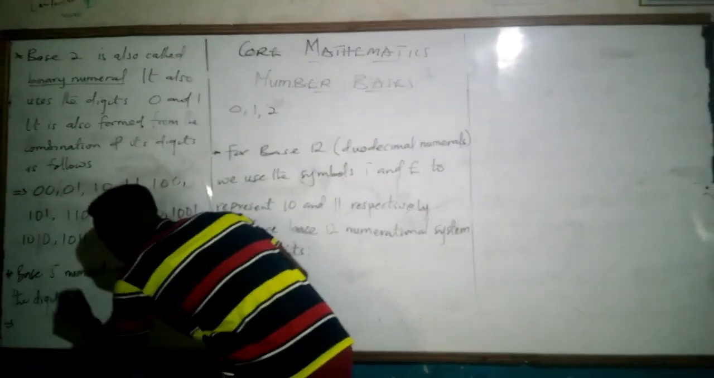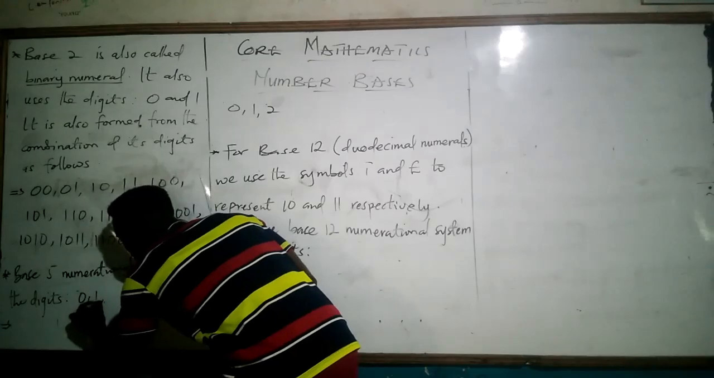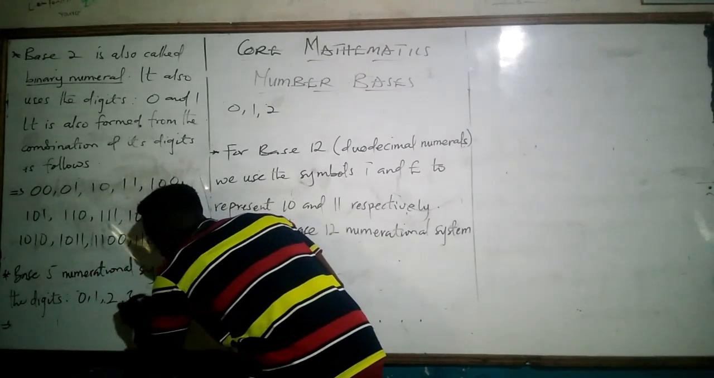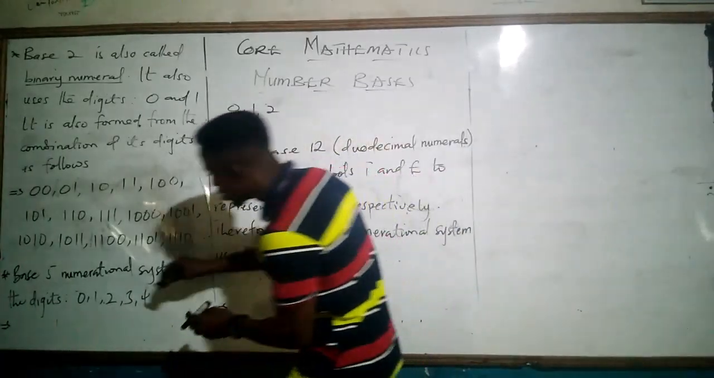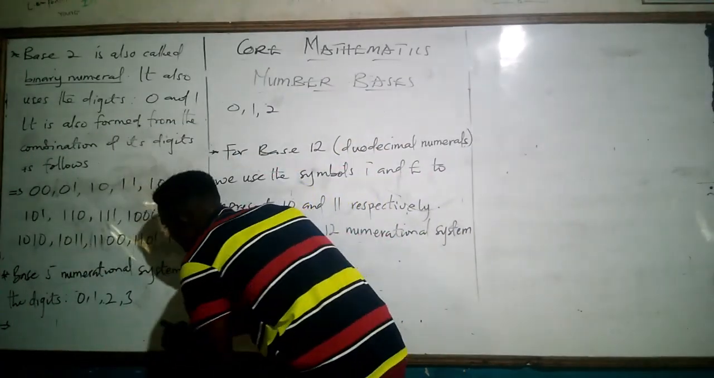Okay. So now I write 0, 1, 2, 3, 4. And I hope we are here. So let me write, and for you to know that is the last one.